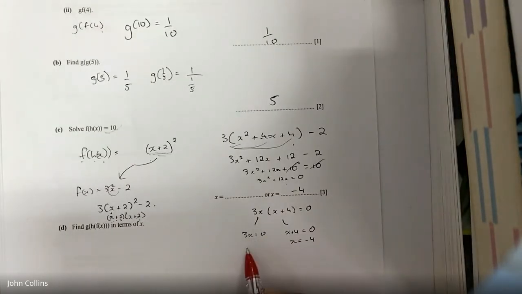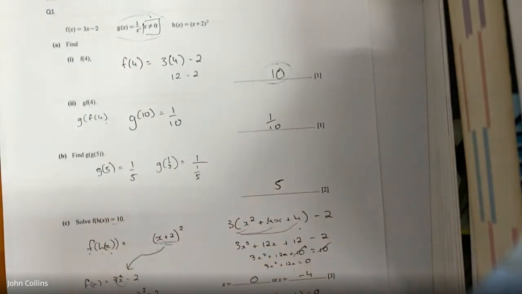And, well, dividing both sides by 3, we still have 0 here. So your answer is 0. And this has nothing to do with the g(x) function. So the answer, if you remember, can be 0. That's fine.